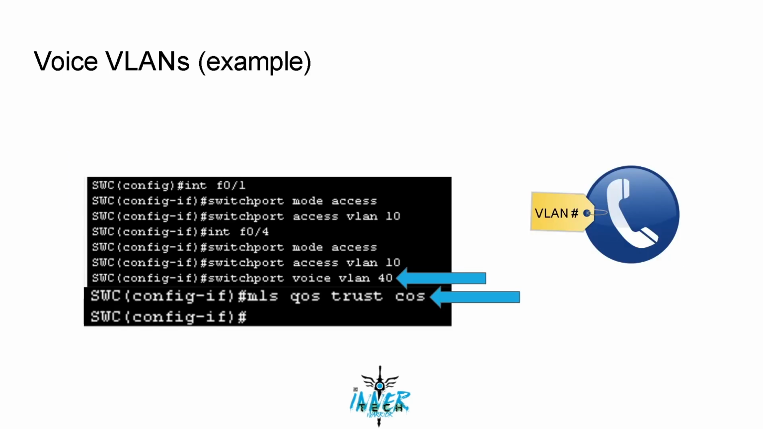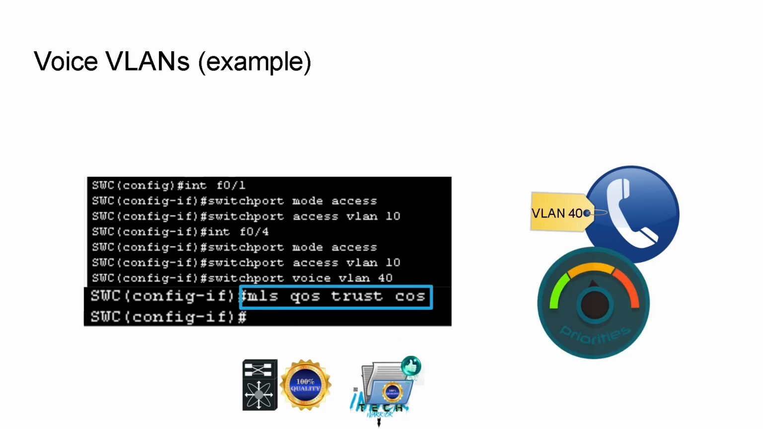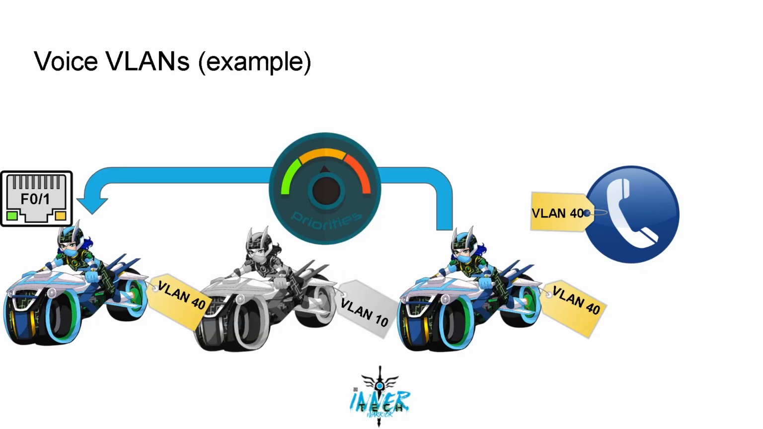Here's an example of how a voice VLAN would be placed on a switch port if we needed it. We'd have the commands switchport voice VLAN and then the VLAN ID. Then we'd use the mls qos trust cos command. The MLS stands for multilayer switching. The QoS stands for quality of service. The trust COS part means the switch should trust the class of service for packets that come into this port. The command basically helps to make sure packets in this voice VLAN have a higher priority.